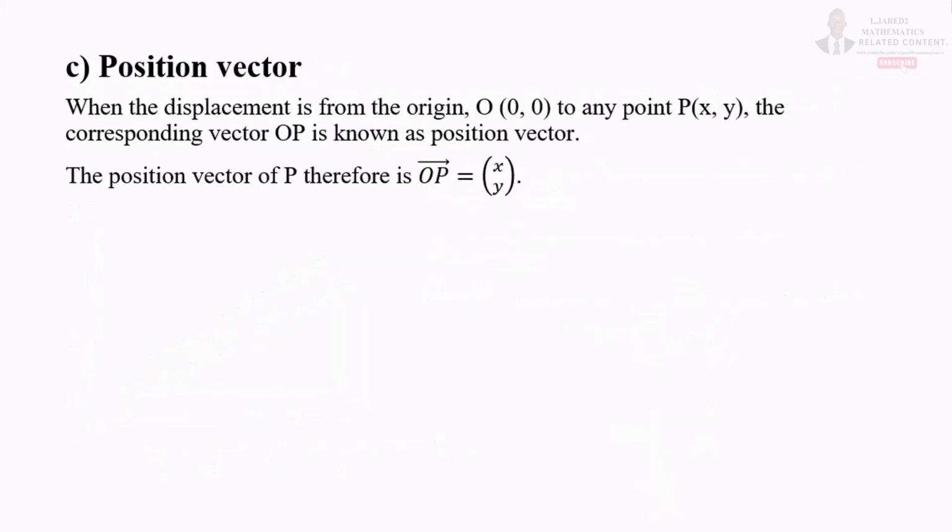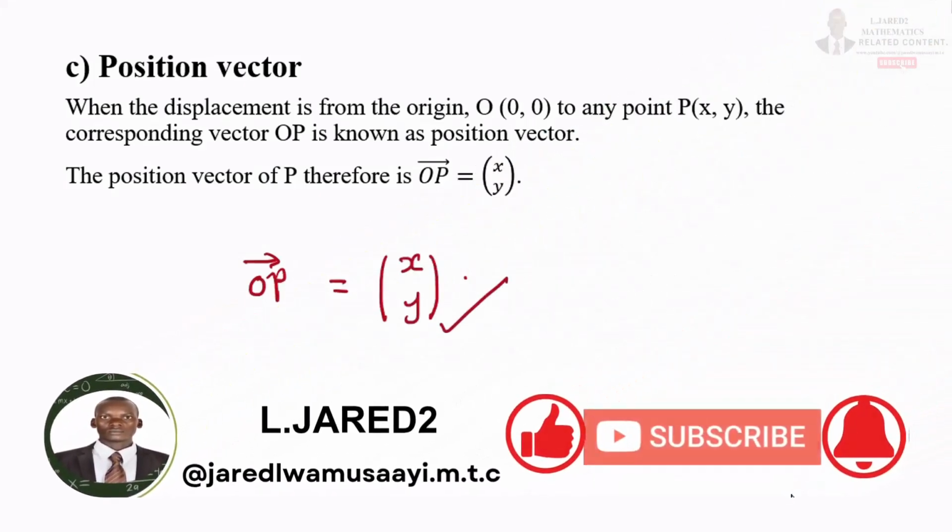You can have part C, which is the position vector. When the displacement is from the origin, point O with coordinates (0, 0), to any point P having coordinates (x, y), the corresponding vector OP is known as the position vector. It is denoted by vector OP, which is equal to the column vector (x, y). So this is the position vector.